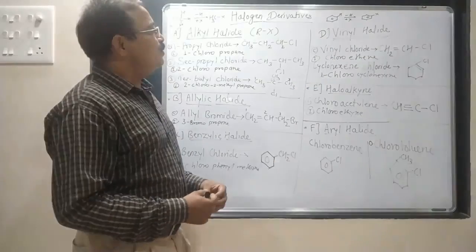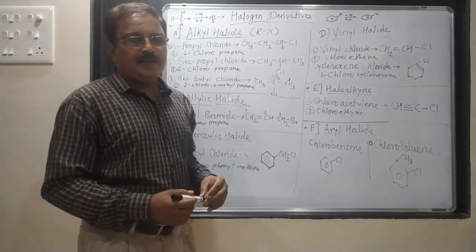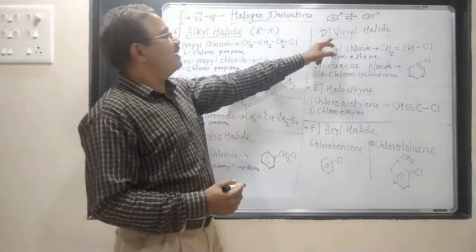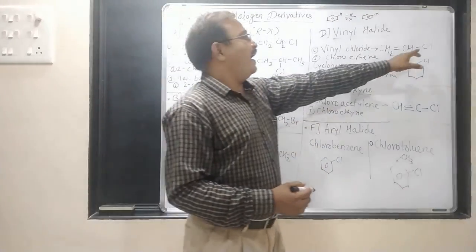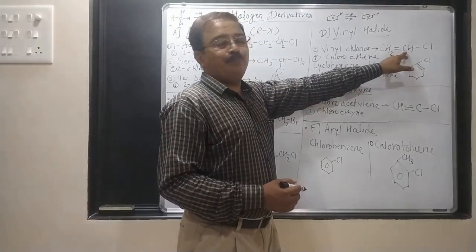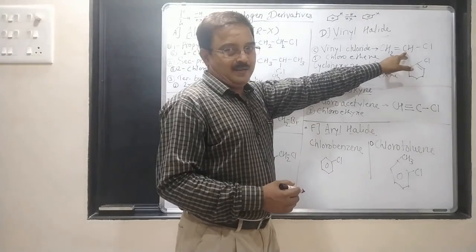Okay, let us move towards the fourth class, and that is vinyl halides. What is the characteristic of these vinyl halides? Halogen is attached to an sp2 hybridized carbon atom.